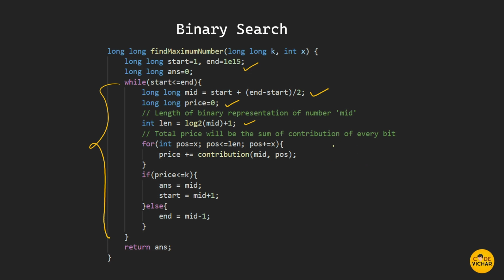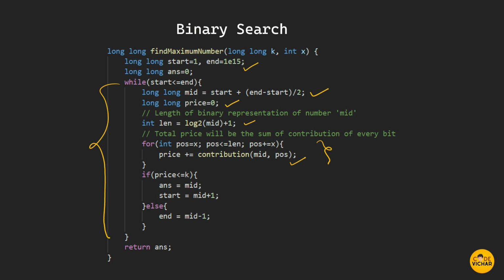Okay, and now what we are doing, we are iterating over all the columns which are multiples of x, because only those columns can contribute to our answer. Other columns, other positions, will not contribute. So the contribution function will return the number of set bits from the numbers ranging from 1 to the number mid. And how it is doing that, we will see in the further part of this video.